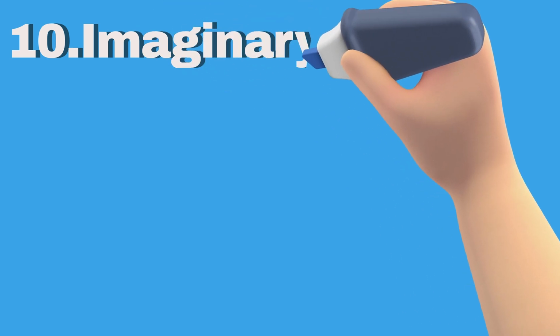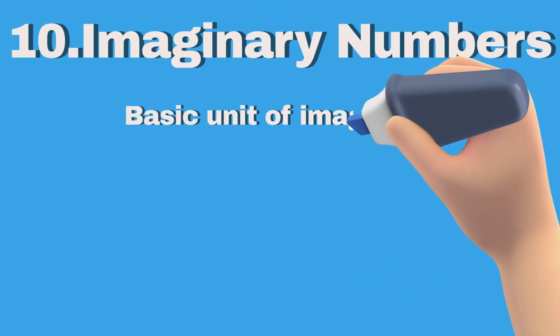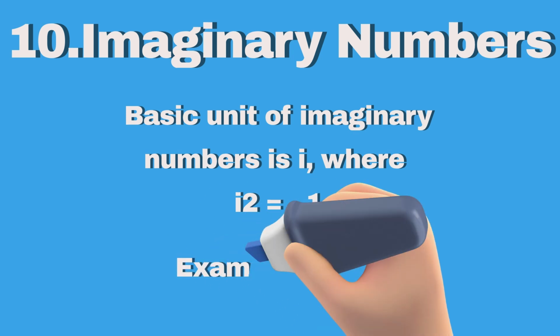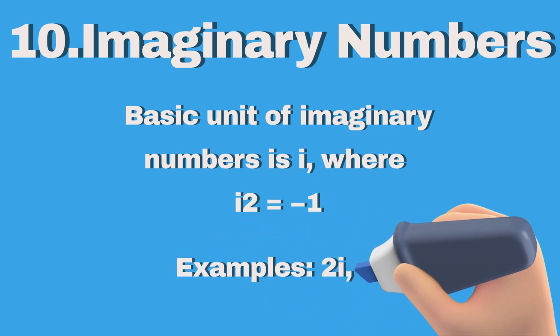Imaginary numbers are numbers that, when squared, have a negative result. The basic unit of imaginary numbers is i, where i squared equals negative 1. Example: 2i, 5i.